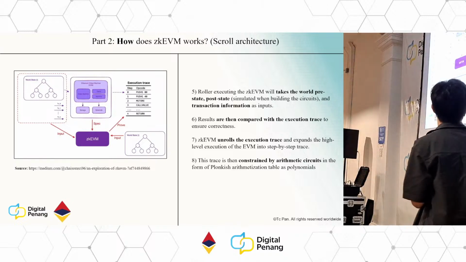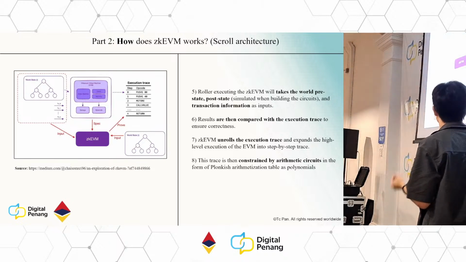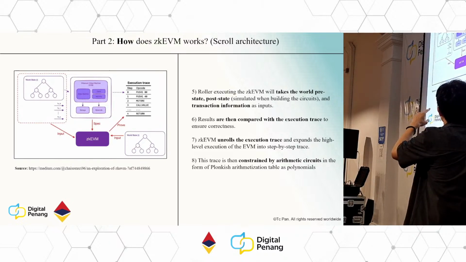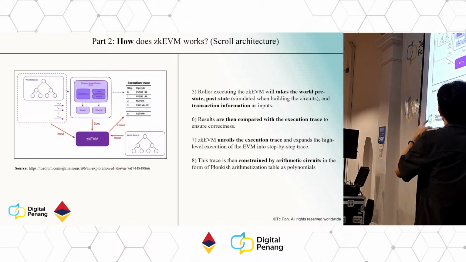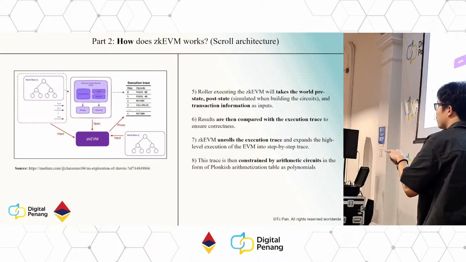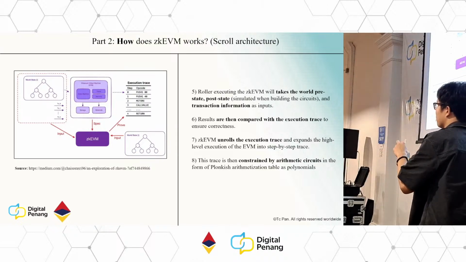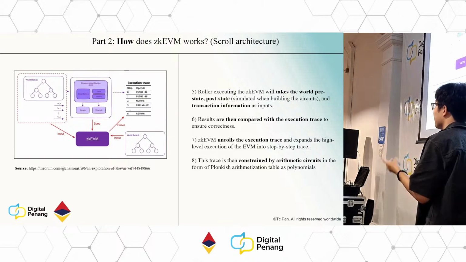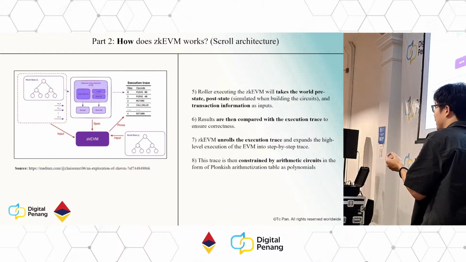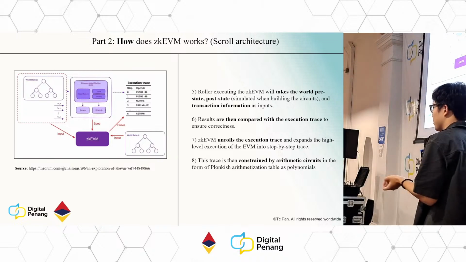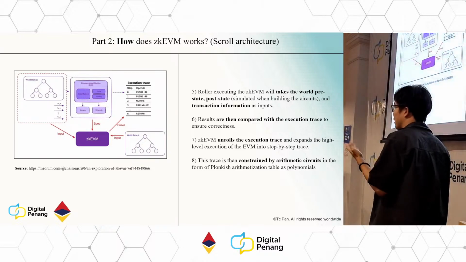The roller executing the GK EVM will take the world pre-state, the post-state, and transaction information as input. Basically, the GK EVM will take all those inputs and generate an output. This is then compared to the execution trace of the EVM, to ensure that what has been executed in the EVM and all the constraints are equivalent to what will be produced from the EVM as well. Basically, a similar environment to how computations are executed in both the EVM and GK EVM, so they will be the same to ensure the same output. The results are then compared with the execution trace to ensure correctness.